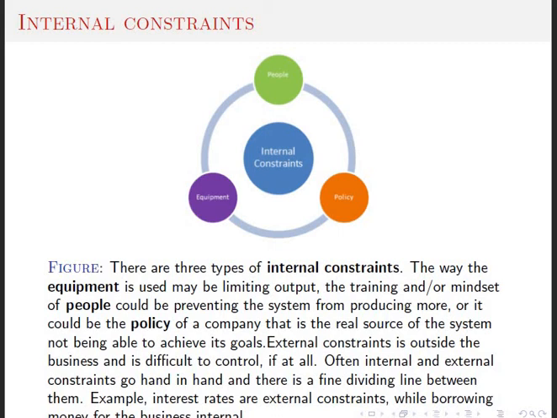External constraint is considered to be difficult to control since it totally depends upon demand, which is outside the business. Internal and external constraints go hand in hand. There is a fine dividing line between them. For example, if you are applying for a loan for a business, the amount to be borrowed is the internal constraint while the interest rate is an external constraint.